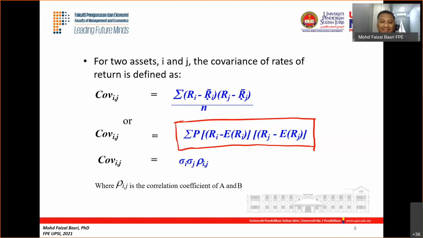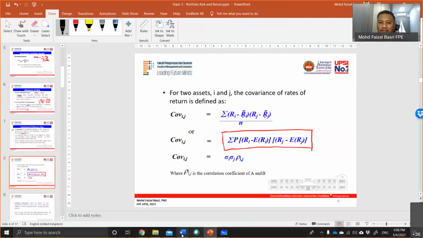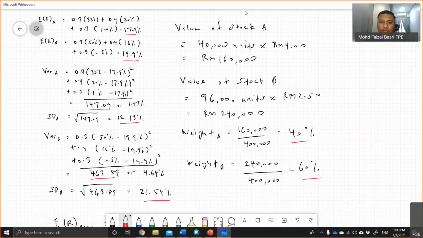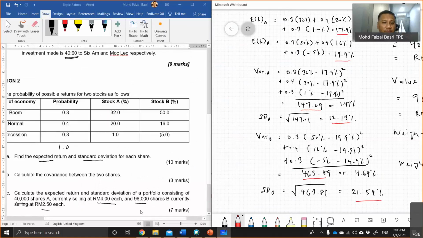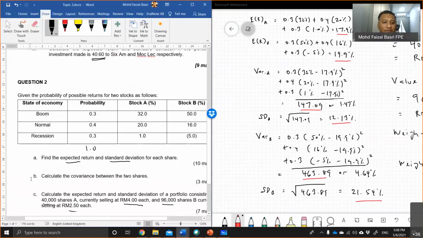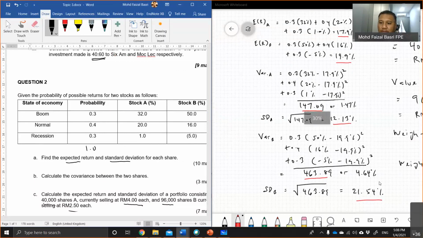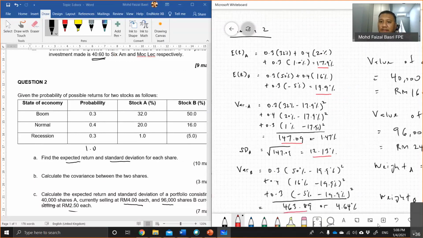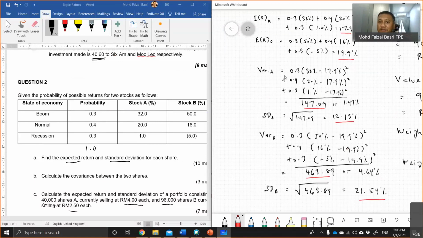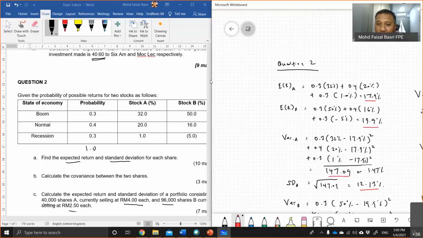So if we want to test this formula, bear with me, and let's go back to this question. For the covariance, it is in question 2B. Calculate the covariance between the two shares. So bear with me, the answers are not in sequence anymore. Obviously, the earlier one, the expected return with the standard deviation, is based on A. But now we're going to do B.